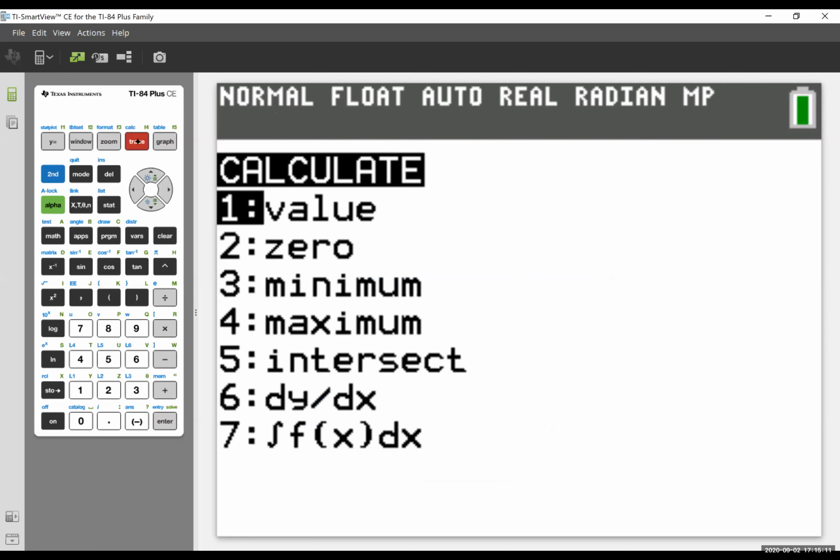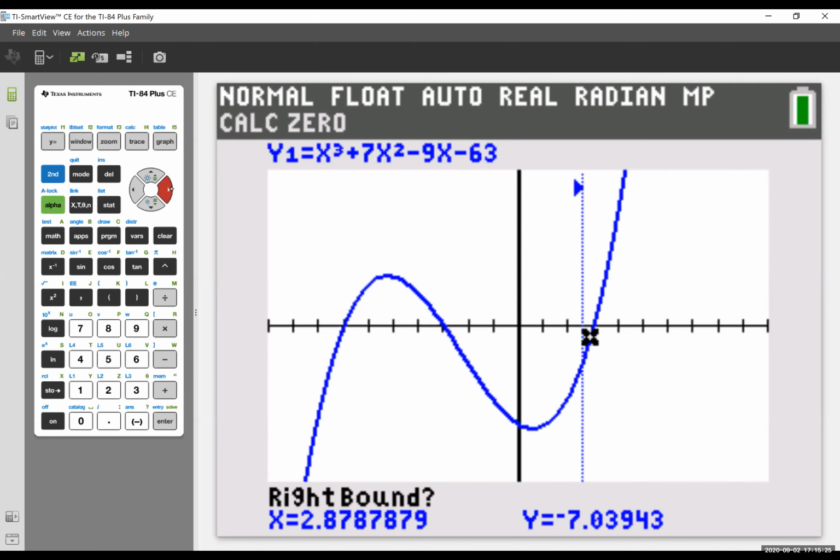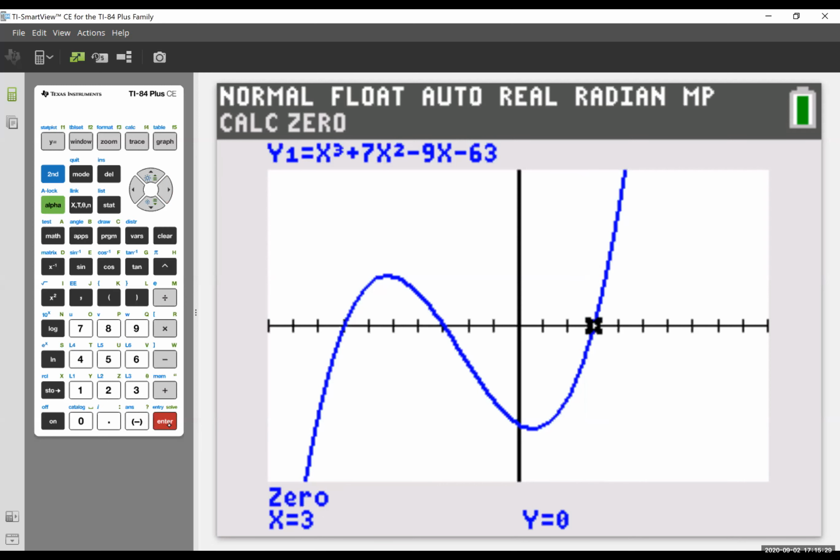Second trace one more time. We're going to find that zero at the very end. So you have to utilize the arrow, or if you want to get there faster, you can type the X value. Enter. Left bound, right bound, and guess. And we do have a +3.